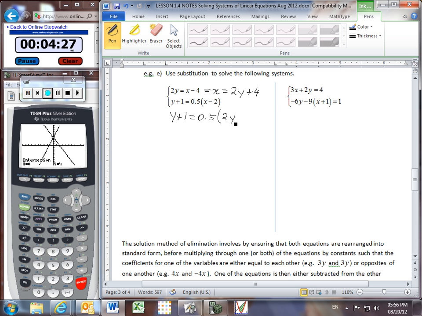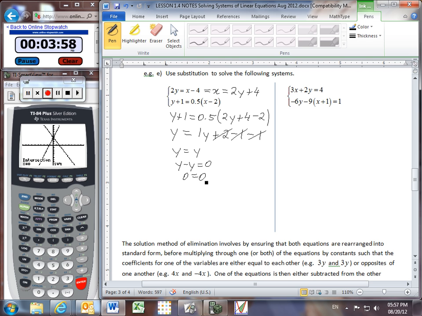I'm going to go faster now because I think you probably have got the idea. And that means that y, so I'll distribute: 0.5 times 2 is 1, 0.5 times 4 is 2, 0.5 times negative 2 is negative 1, and this plus 1 I'm bringing across to get another minus 1. The plus 2 and the minus 1 and the minus 1 cancel out, so I've got y equals y. If I bring them to the same side of the equation, I get 0 equals 0.